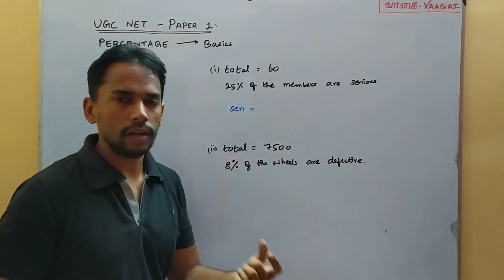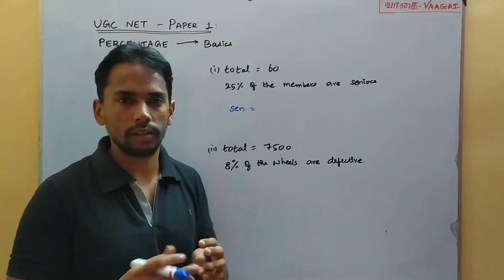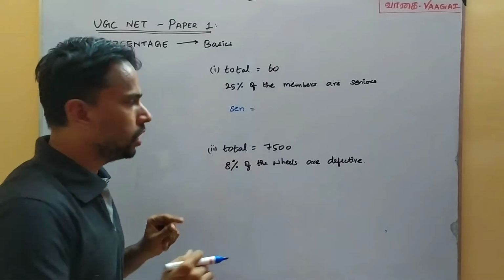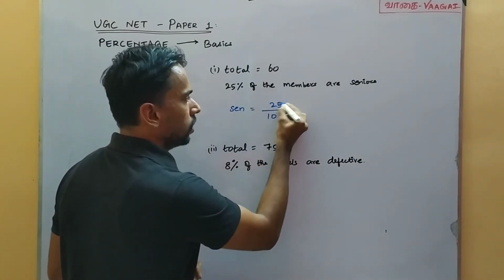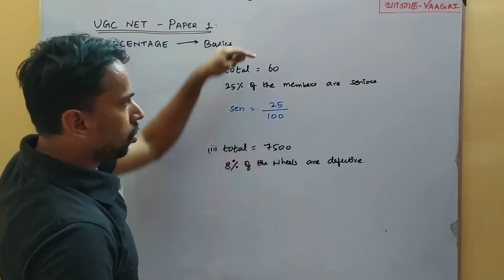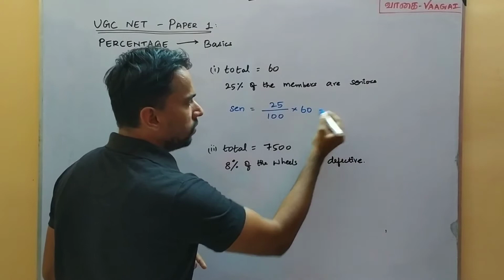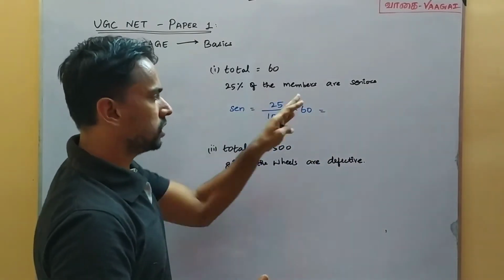The same thing. Percentage means expressing the quantity out of 100. That's all, right? So see here, we see 25%, so that means out of 100, it is 25. So 25% of the total members, which is 60. When we complete this calculation, we'll get the answer for how many seniors are there.